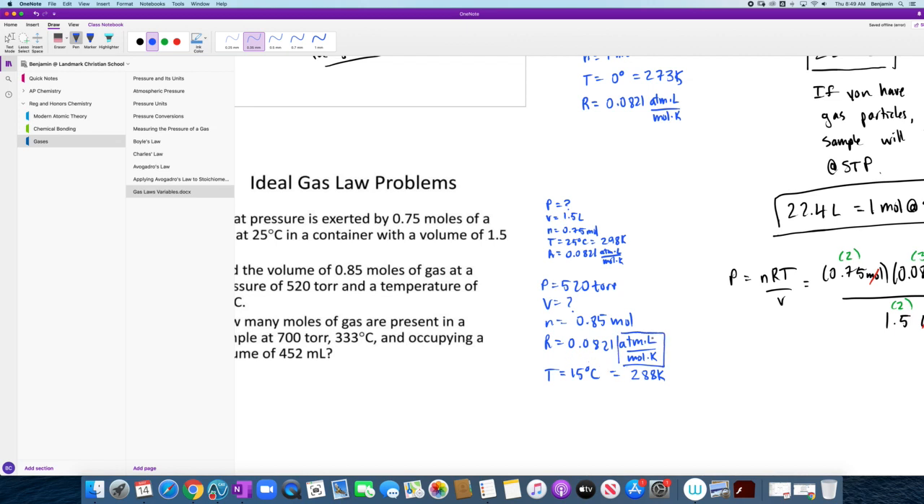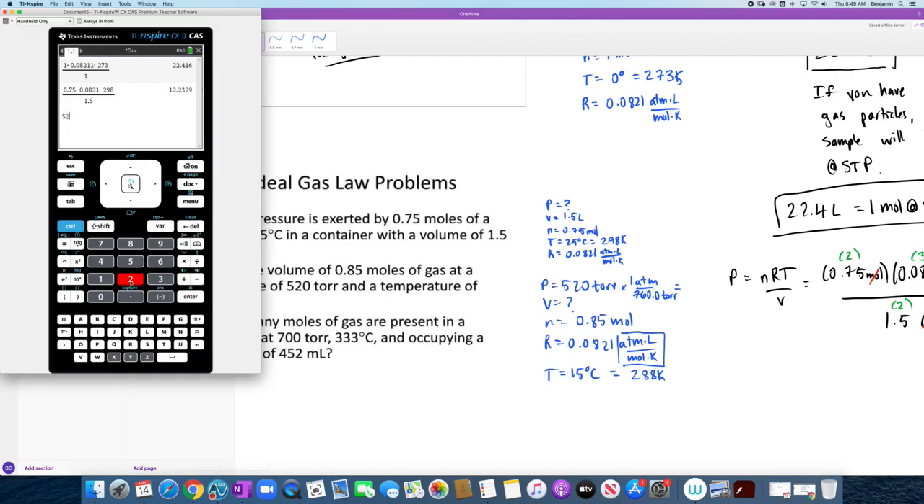Okay, so if you don't have liters, you need to change it to liters. If you don't have atmospheres, we need to change it to atmospheres. So let's go ahead and do that. 1 atmosphere is 760 torr. That's good to 4 significant figures. So we'll divide 520 by 760 to have our pressure in atmospheres. Okay, and we get 0.68 atmospheres.